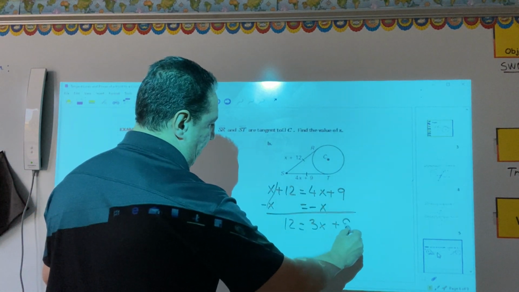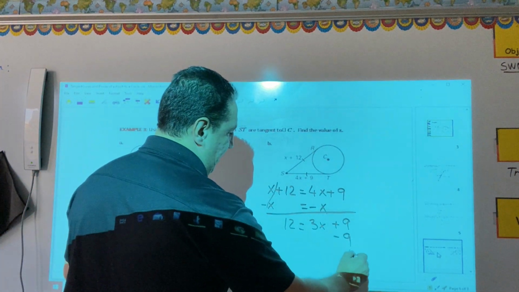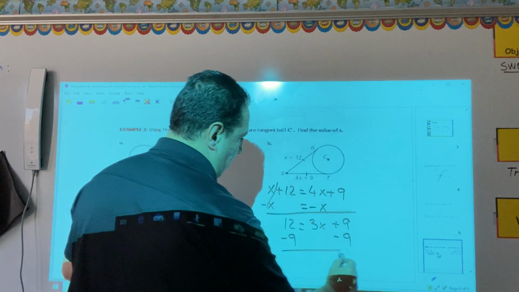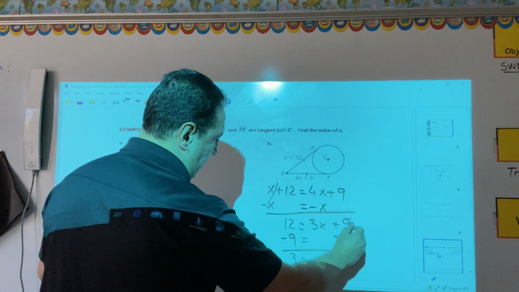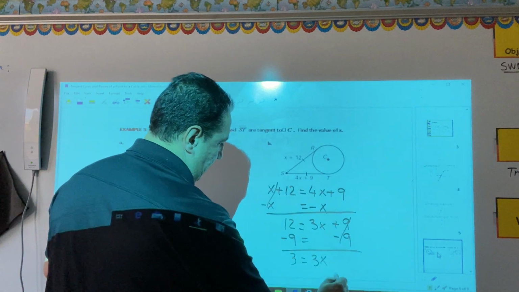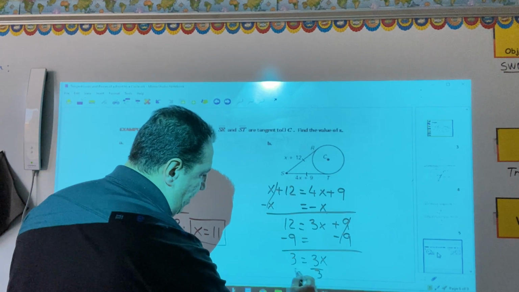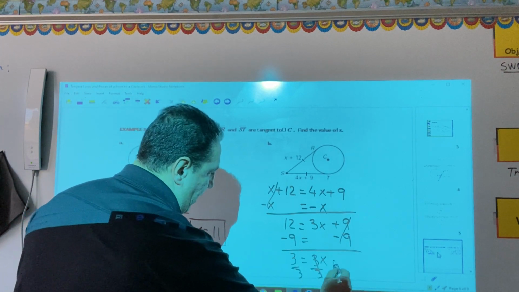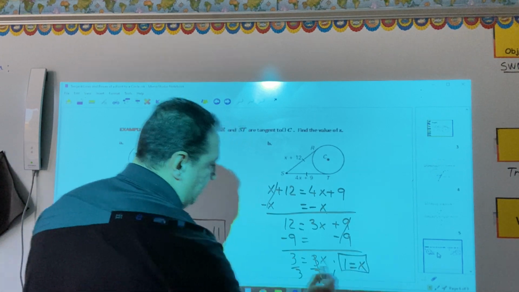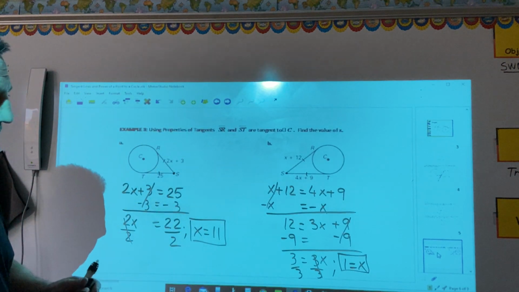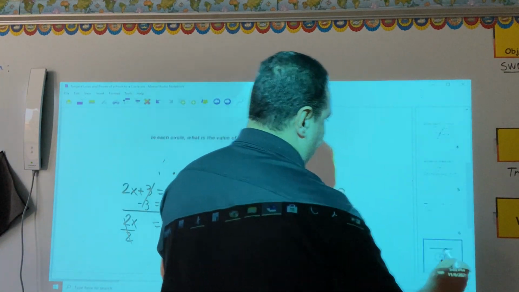We bring down 9. Then we subtract 9 on both sides, and we get 3 equals 3x. Then we divide by 3, and we get 1 equals x. Good? Another example.